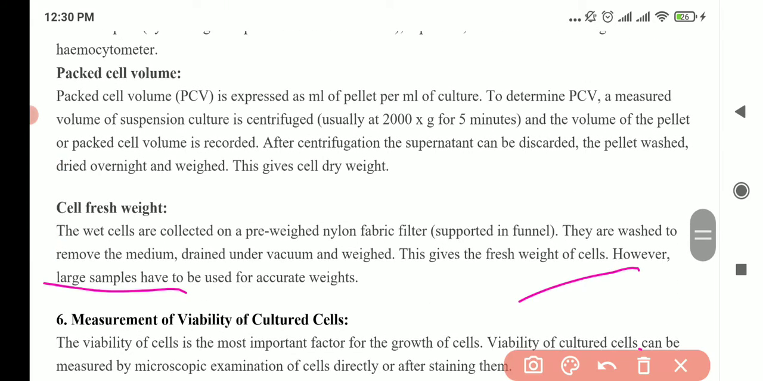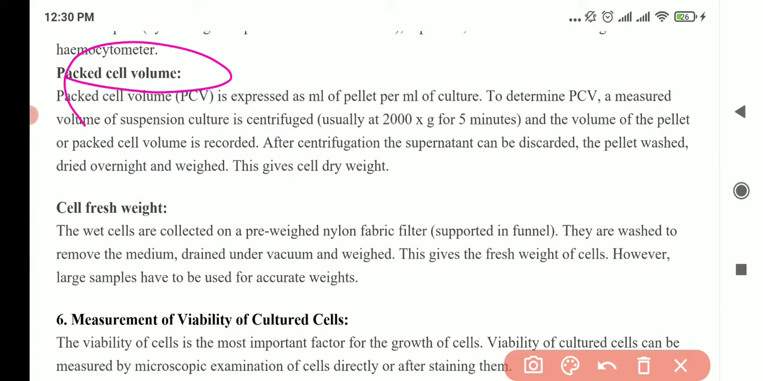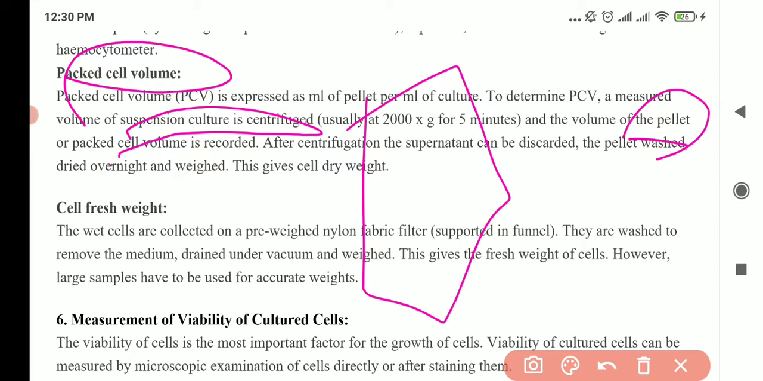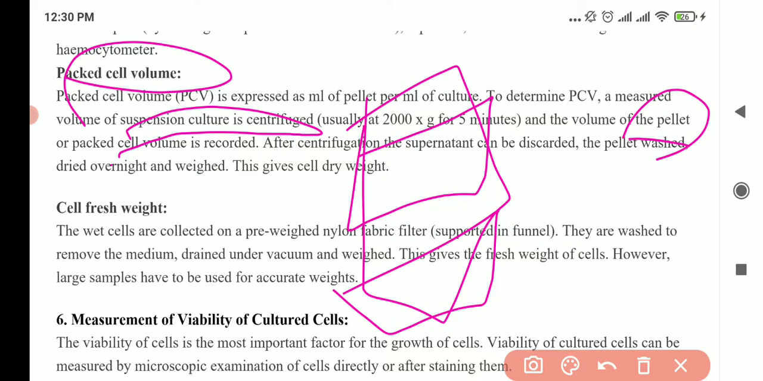Packed cell volume is a measure where the suspension is centrifuged, and the volume of the pellet is recorded. So this is a likely entrance question. It is the volume of culture versus the volume of pellet. So this is the cells and this is the pellet here. Let's say this one is twice the pellet, a ratio of 2 by 1.